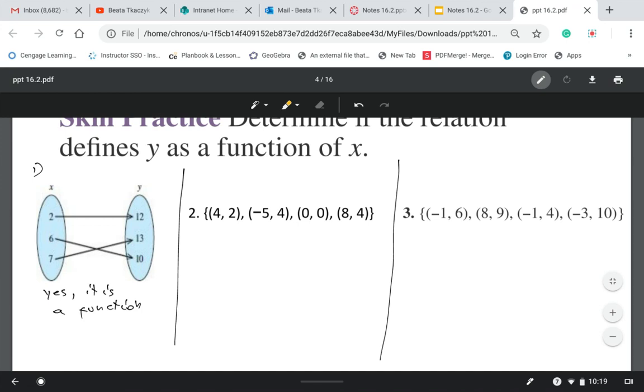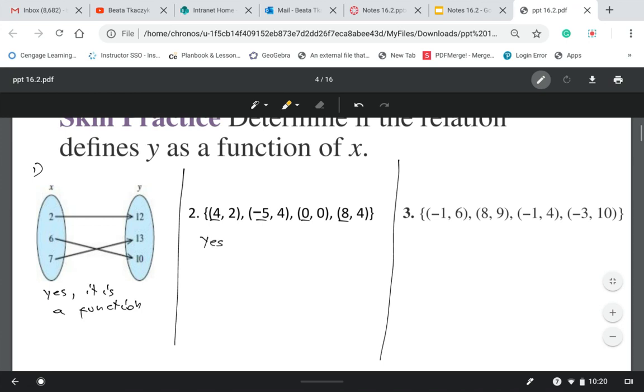Now here, example 2, each input has assigned one output. So 4, it's been assigned to 2, -5, it's been assigned to 4, 0, it's been assigned to 0, 8, it's been assigned to 4. So definitely it's a function. Also, I quickly check, x don't repeat, so it's a function.